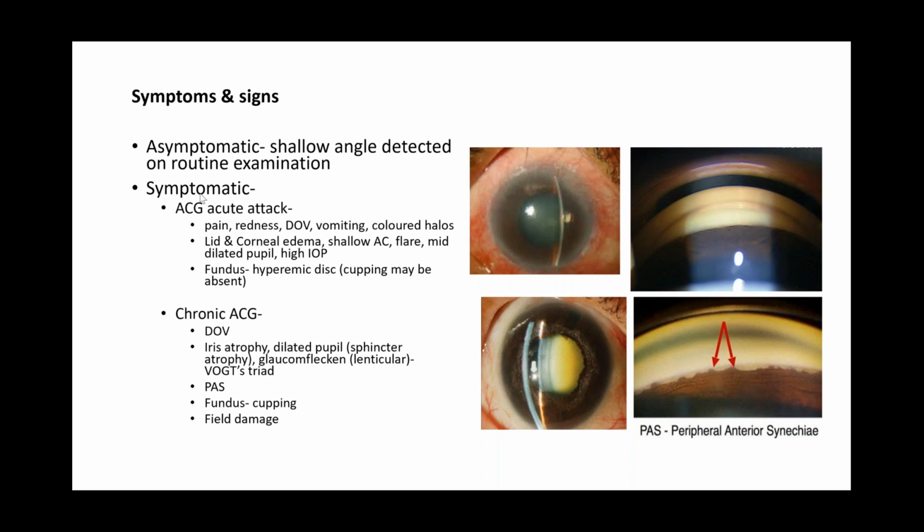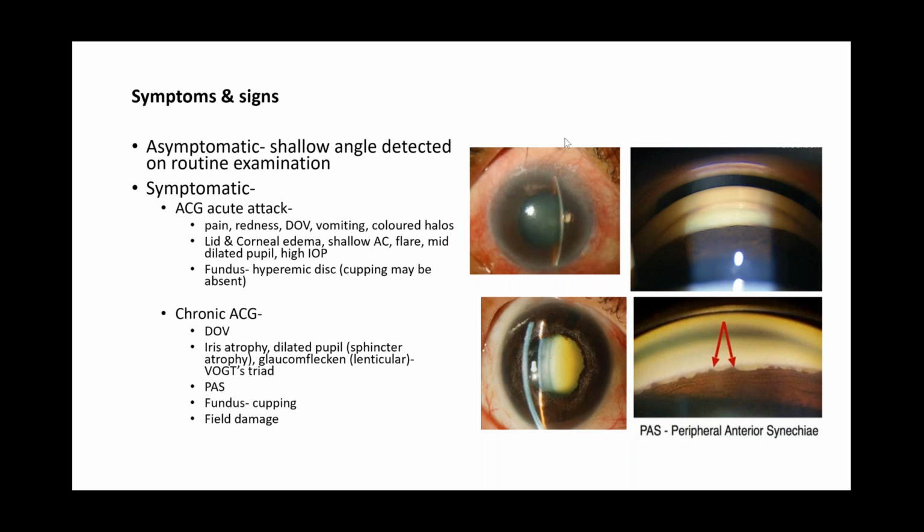And symptomatic could be with an acute attack of angle closure glaucoma or chronic. An acute attack would come as a sudden onset pain, redness, diminution of vision. Because of the increased IOP, the patients may have headache and vomiting. Because of the corneal edema, they could have colored halos.